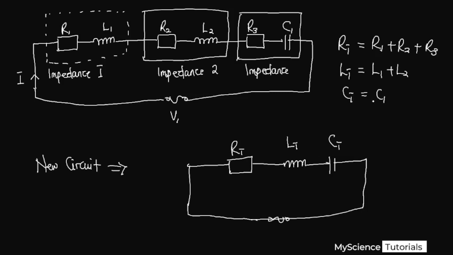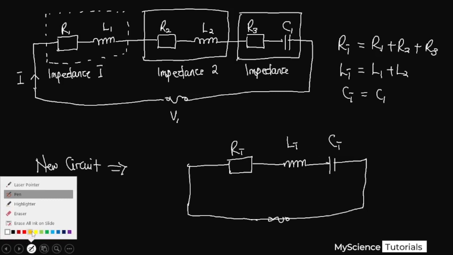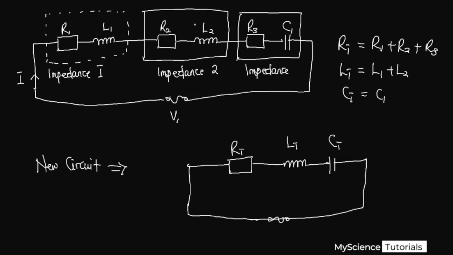Now, what happens if we have multiple capacitors? Let's say here we have a capacitor, and here is also a capacitor, so it's now our C2. How do we find the total capacitance in this case?